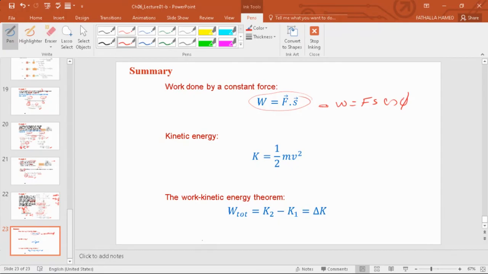Then we define kinetic energy, and we said the kinetic energy is equal to 1/2 mv squared. And then we said that the total work should equal the change in kinetic energy. That means K2 minus K1, or as I told you, in some textbooks they may call it Kf minus K initial. But this applies to the total work. You really have to look at the total work and equate that to the change in kinetic energy. I think this is what we want to do for today. Any questions on this?